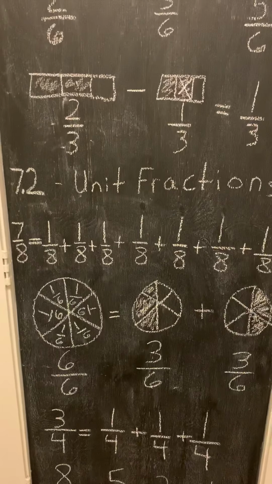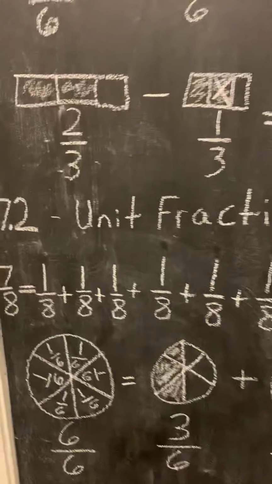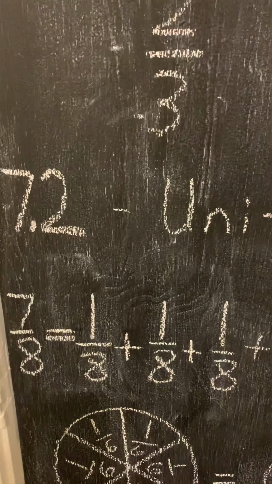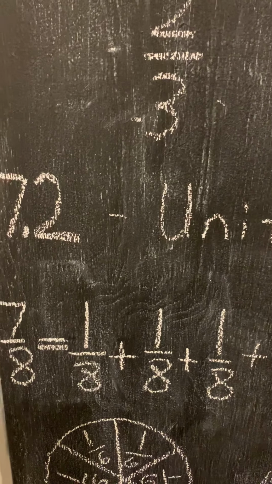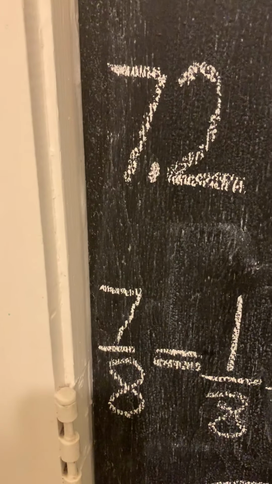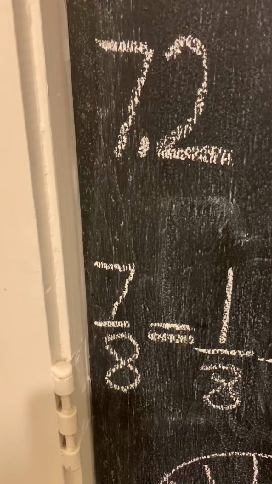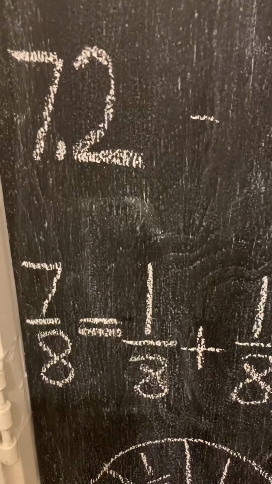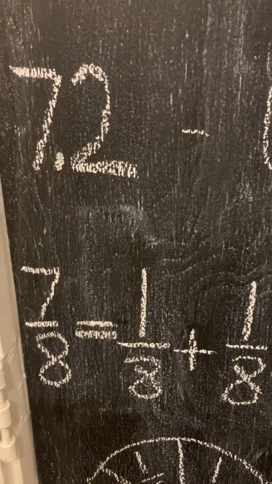This is 7.2. It looks complicated, but it's really easy. All unit fractions are fractions where the numerator is 1. In a unit fraction, the numerator is always 1. So when we look at a fraction like, say, 7/8, if we want to look at all the unit fractions that would be added up to equal 7/8, well, let's just put 1 in our numerator and keep our denominator the same. That's the total number of parts in the whole.